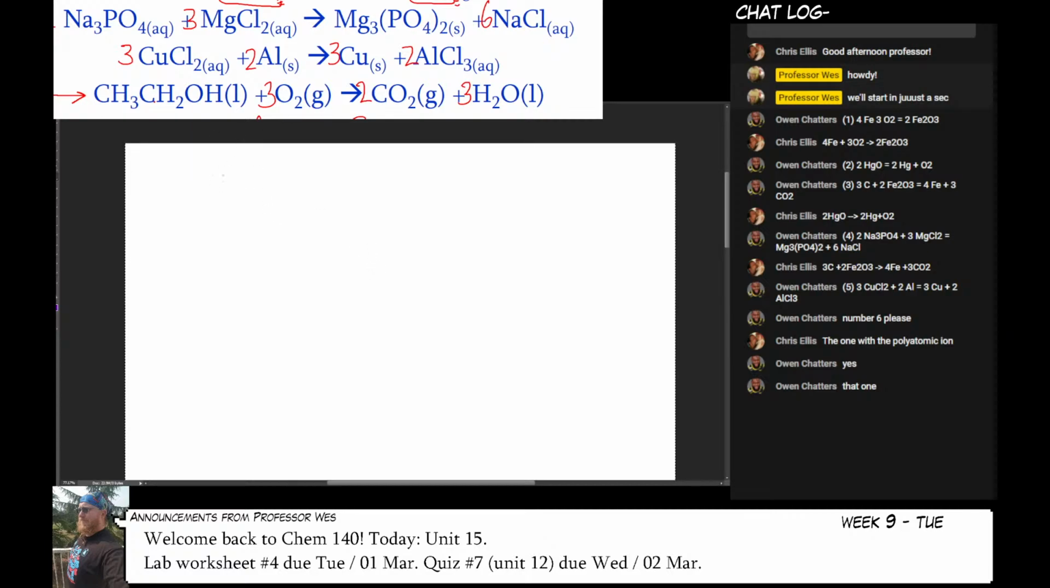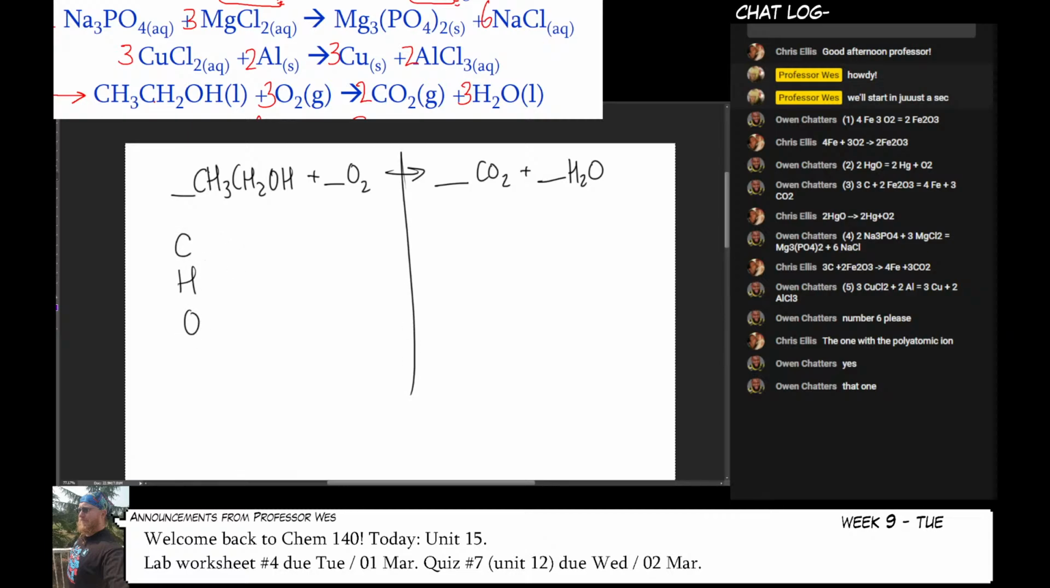Okay, so let's write down that equation. So I got CH3, so I got ethanol. This is the oxidation of ethanol. CO2 and H2. All right, so just like we always do. 2, 6, 2, I think that's right. And then, all right, so we've got something like this.